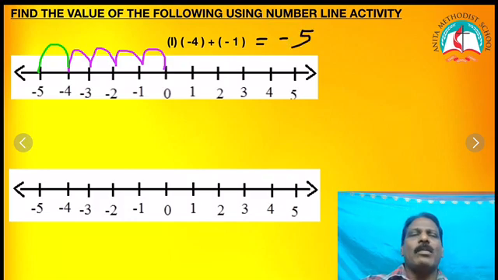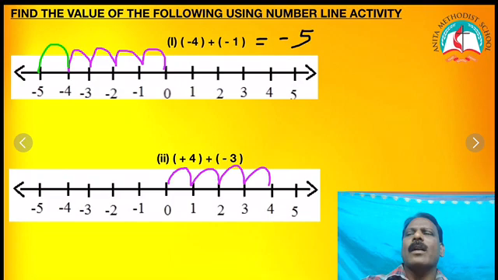Okay. Second example, see. +4 plus -3. How do you plot the points on the number line? First you will see, from 0 to +4: 1, 2, 3, 4. Okay. Negative means coming this side. So minus 3: 3, 2, 1 will come. So the final answer is +4 plus -3 is equal to +1. Understood, children? Okay.